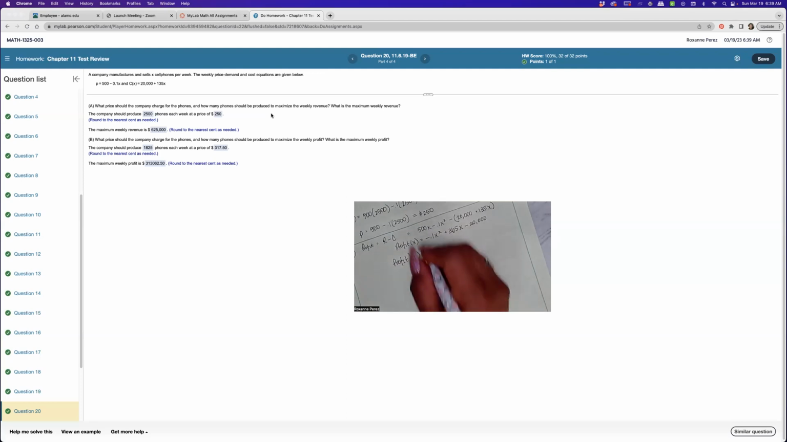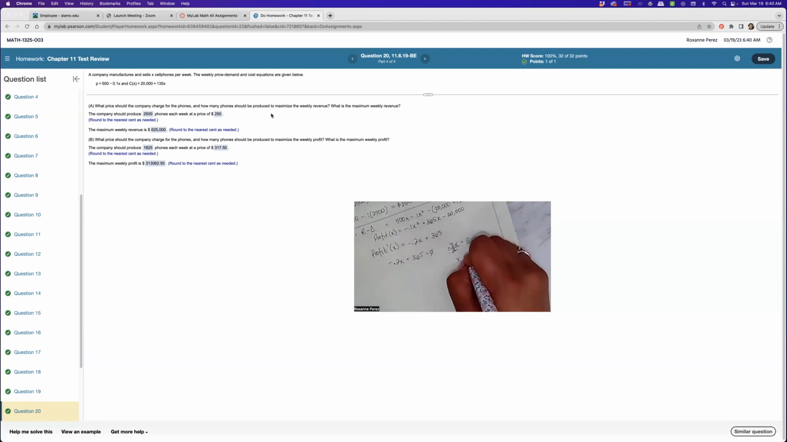And that's going to give me negative 0.2x plus 365. And now I'm going to set this equal to 0. So negative 0.2x plus 365 equals 0, 0.2x equals 365. Divide by 0.2. X equals 1825.